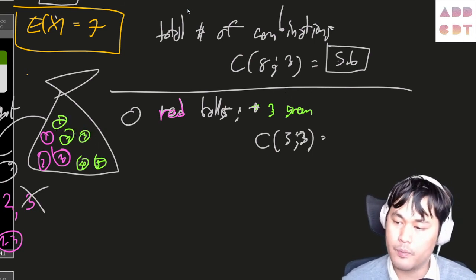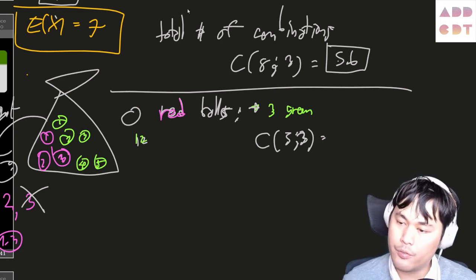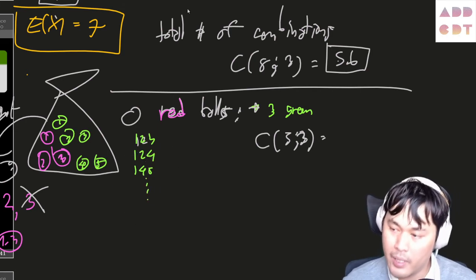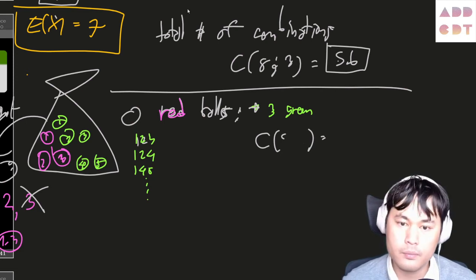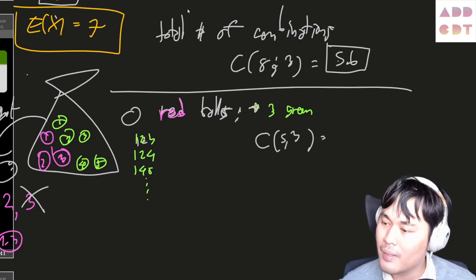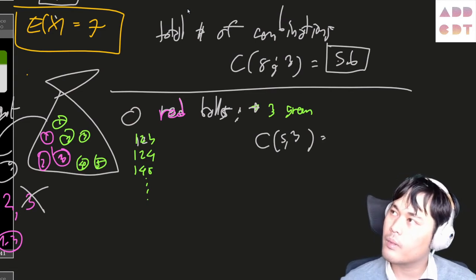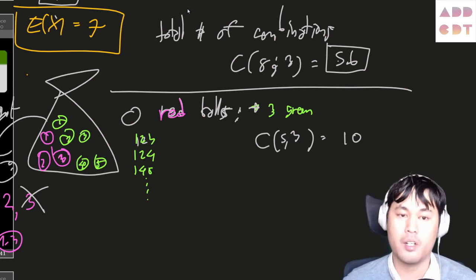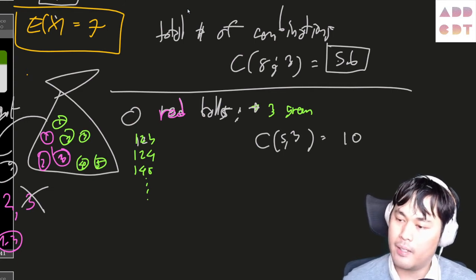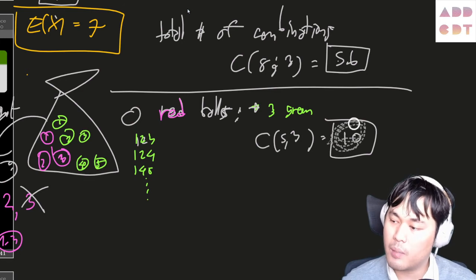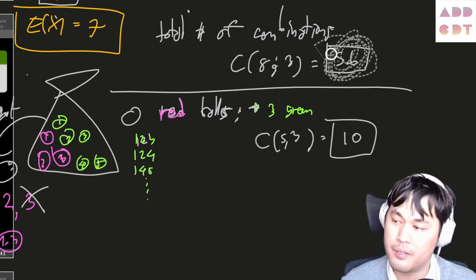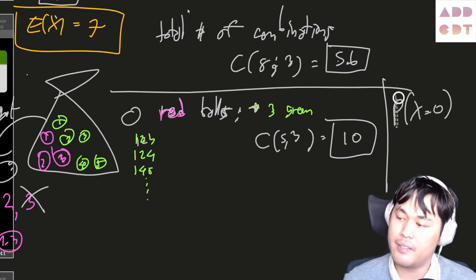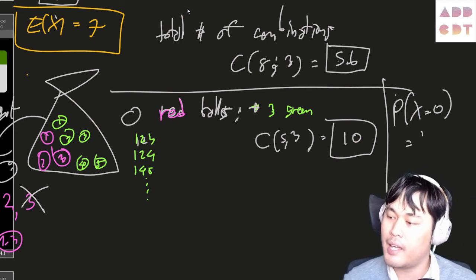There are 5 green balls, take 3, which can be these 3 green balls, or these 3 green balls, and so on. There are lots of combinations, and the number here is exactly 5 choose 3, which is 10. There are 10 combinations that contain no red balls. And since there are 56 combinations in total, the probability that the random variable is 0 is exactly 10 over 56.